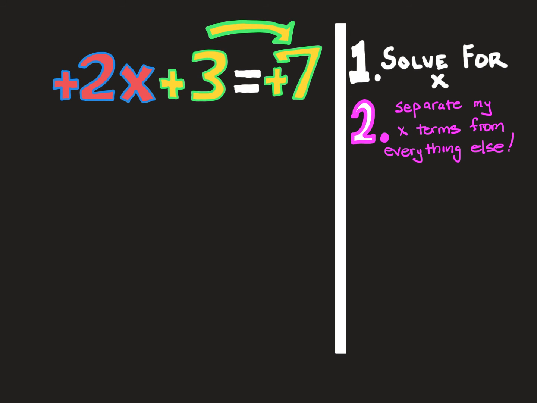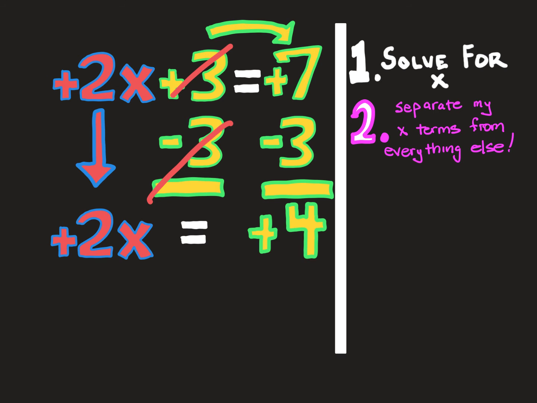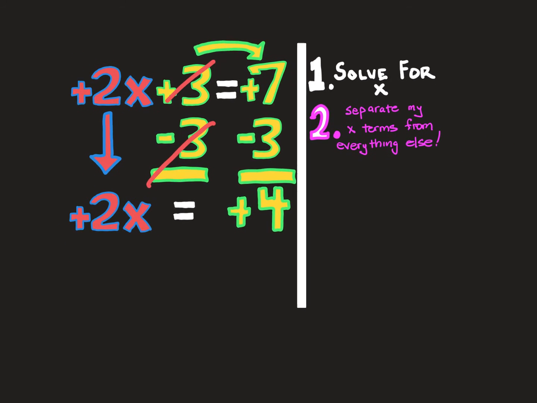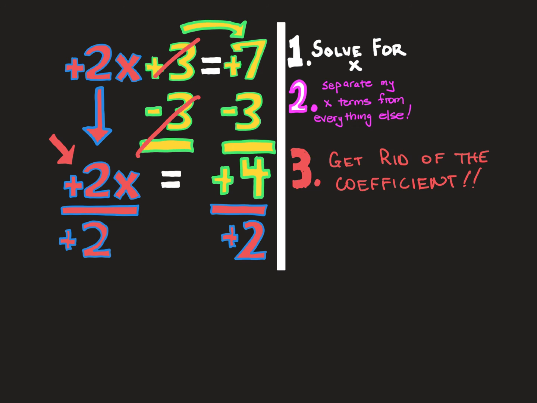If it's plus 3, I can subtract 3 to get it out of there like this. And that leaves me with, I can bring down the 2x, the plus 3 and the minus 3 cancel each other out, and plus 7 minus 3 is 4, which leaves me with 2x equals 4. And now that I've got the x term by itself, I can actually solve. The last thing I want to do is get rid of that coefficient, the 2, so I can divide by 2 on both sides. And when I do that, I get x equals positive 2. So the last step is to get rid of that coefficient by dividing it out.